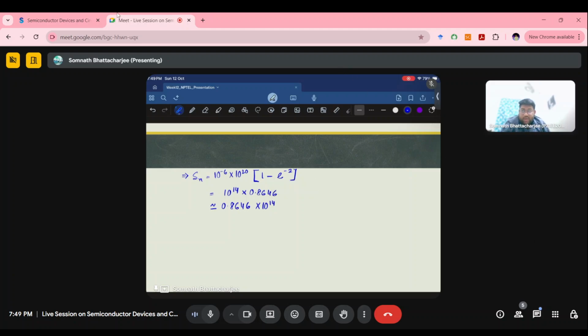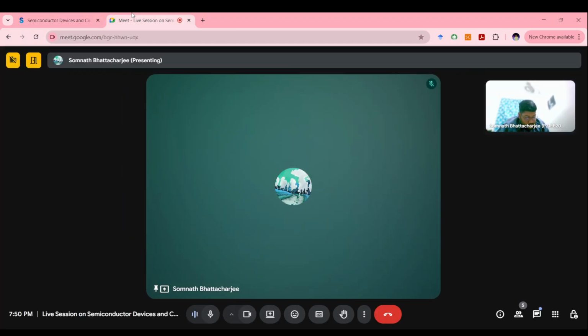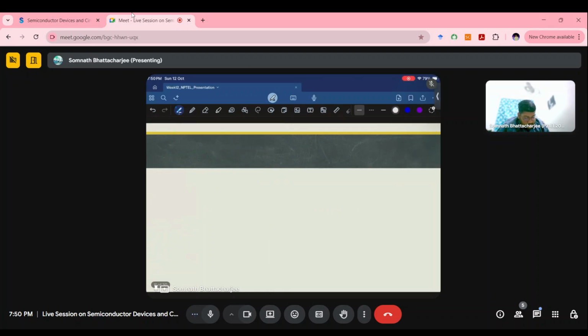So what was the answer there? The answer was 8.65. So this is the same, right? So we'll write this as 8.65 into 10 to the power of 13 per cc. Okay, so this was the answer. So now I'll complete the integration. So let's move on to the next.